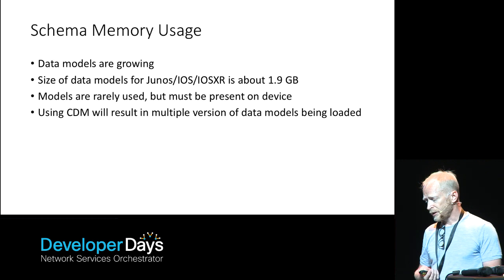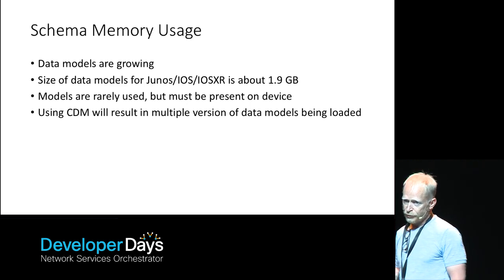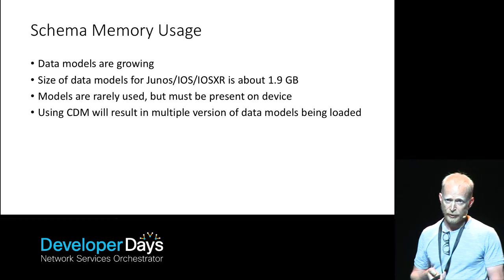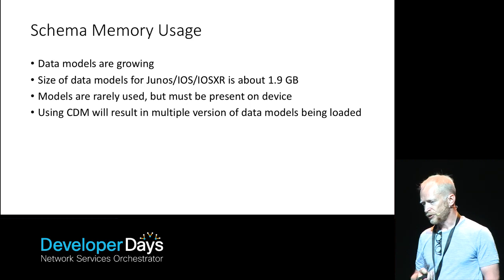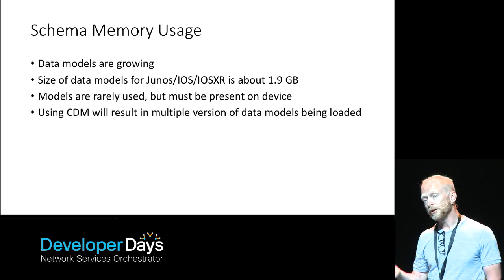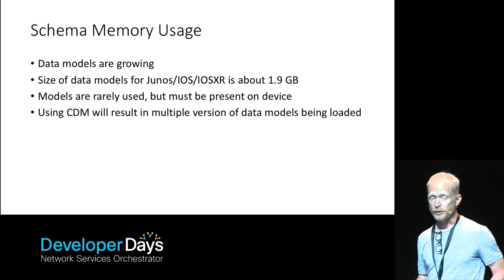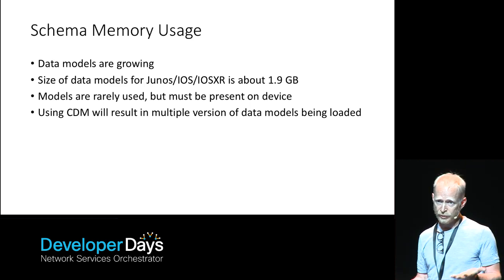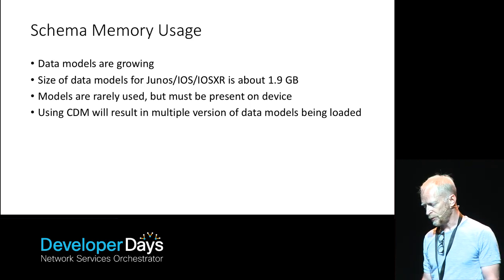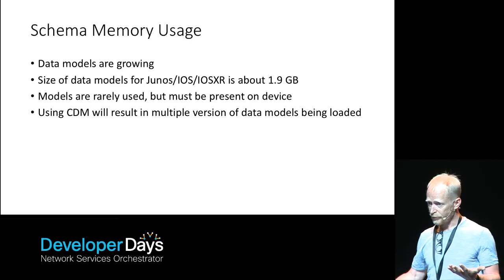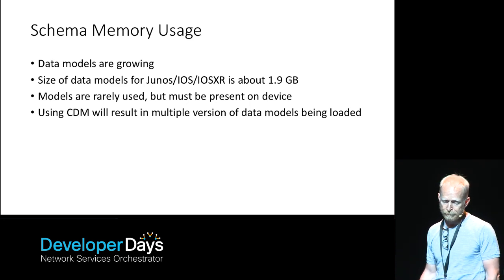So as an exercise, I loaded 3 different NEDs on my NSO system: Junos, iOS, and iOS XR. And just the schema for that consumed 1.9 gigs of memory. And that's when the system is up and running. And when you do a reload, it will actually consume at least twice as much, since we have both versions of the data models in memory at the same time, until we have decided that the newly reloaded packages are okay and we can use them.